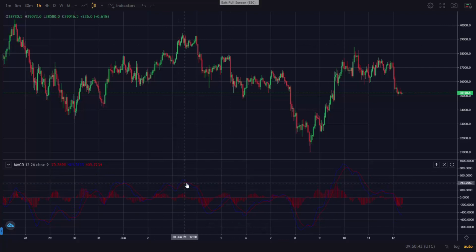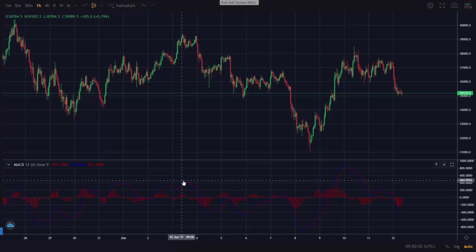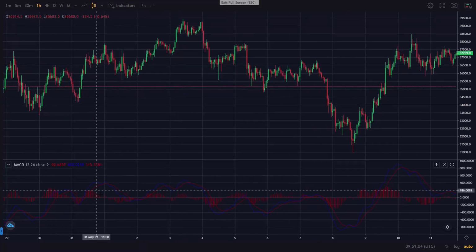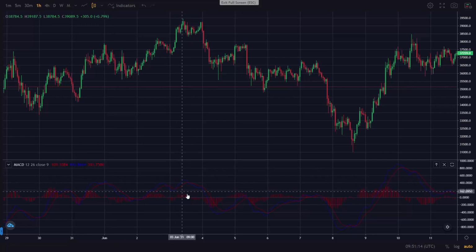And as you can see, there are two lines, a blue one and a red one, as well as a histogram, this red histogram. So what do each of these mean? The blue line is the difference between the 26-period EMA, or exponential moving average, and the 12-period EMA. That is what creates this blue line here. The red line is the 9-period EMA, also known as the signal line. These two are what we mainly use in order to get our entry points.